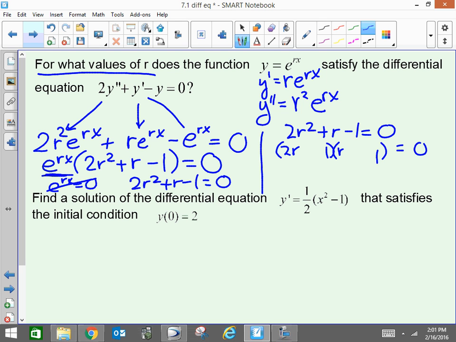I'm going to put a plus or minus here. Minus and then plus. Very good. So 2r equals 1, r equals 1/2, or r equals -1. Those are the answers. Yep.